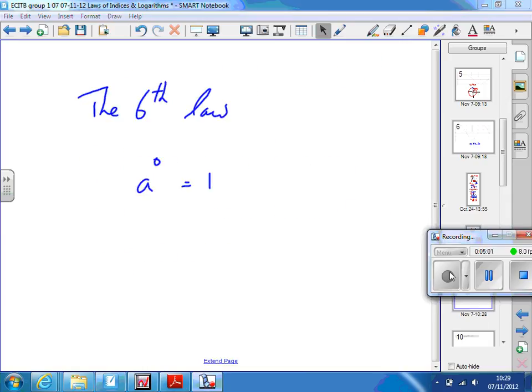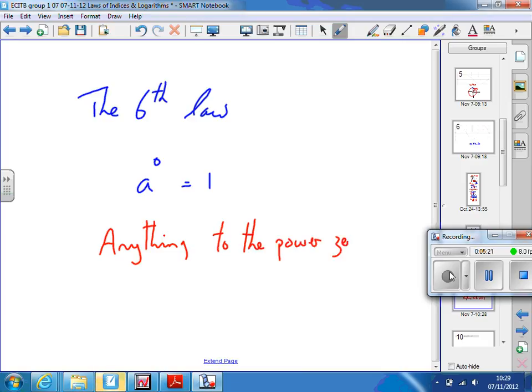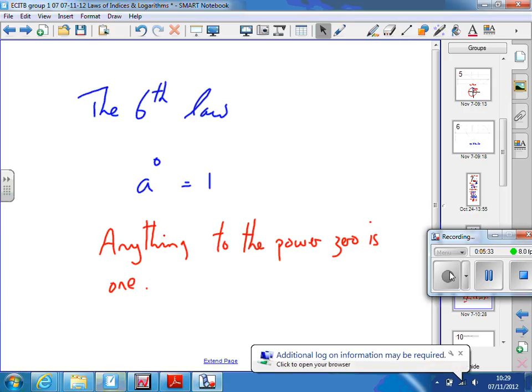So this sixth law, a to the power 0 is 1, it's just saying that anything to the power 0 is 1. So any number, effectively, to the power 0 is 1. And I'll leave you to prove that that's the case in terms of the first law of indices and the second law of indices. Try and prove that a to the 0 is 1. And if you manage to do it and you want to show us how it works, that would be good. Okay?